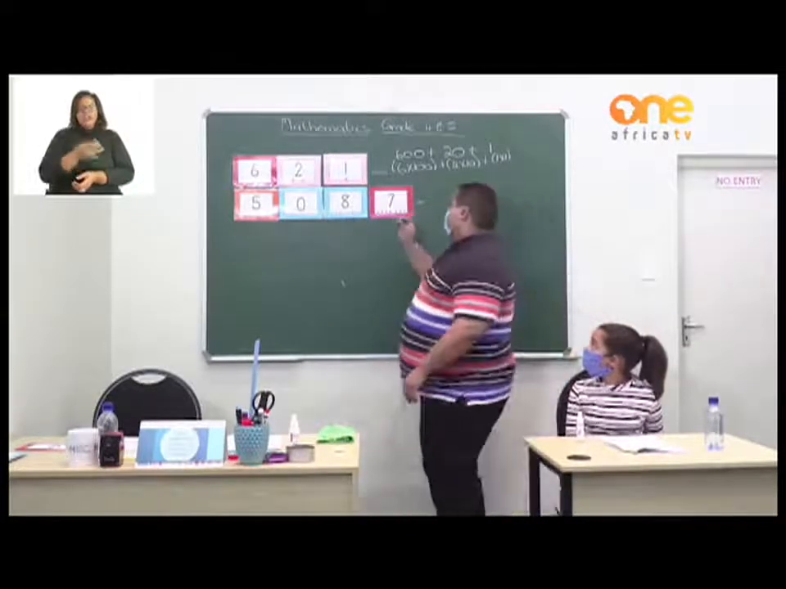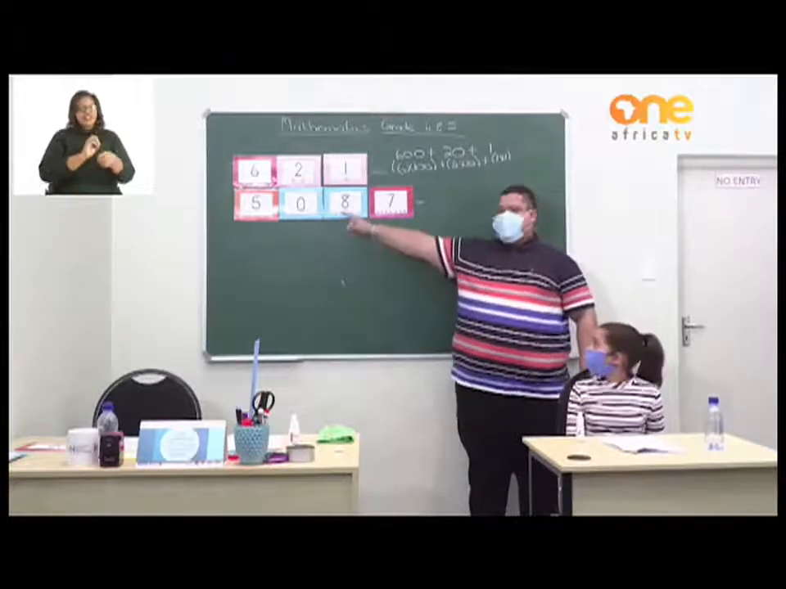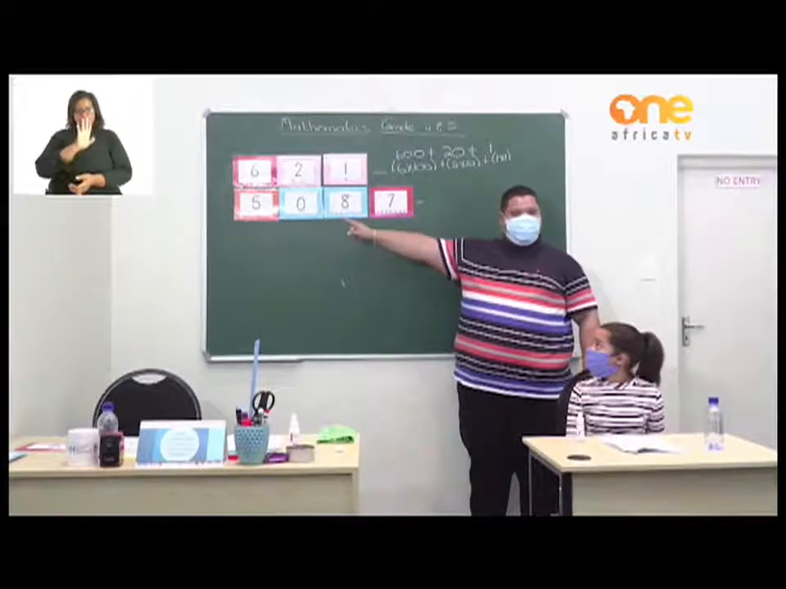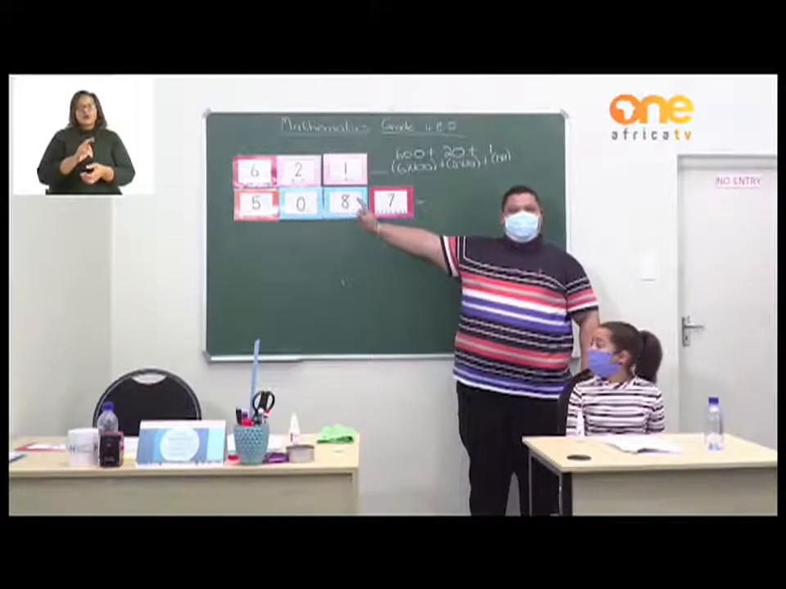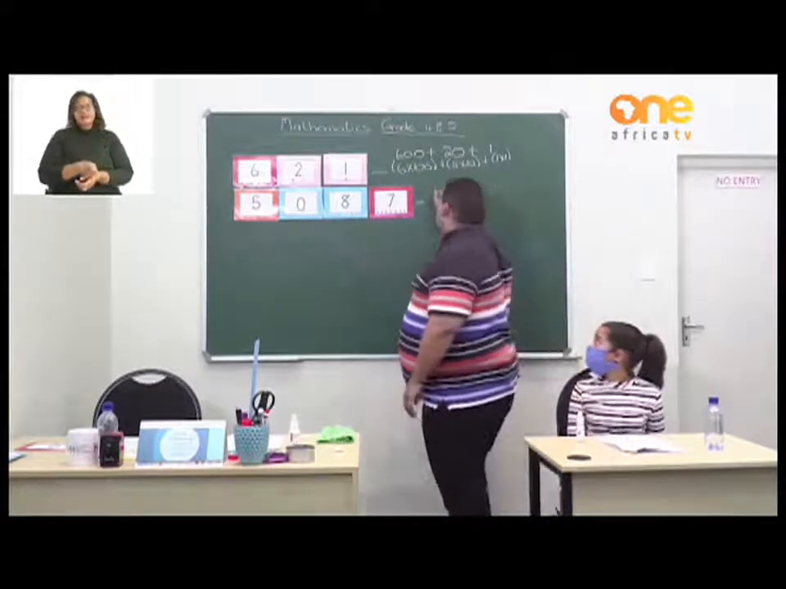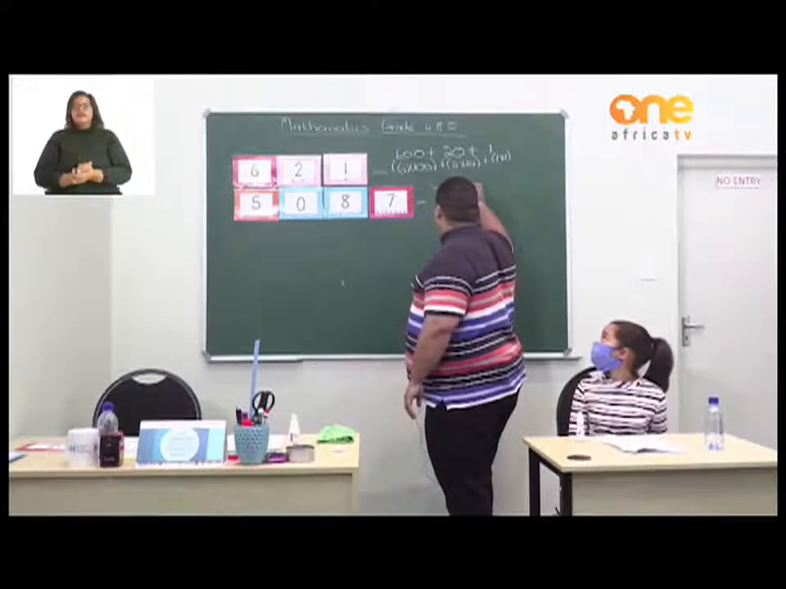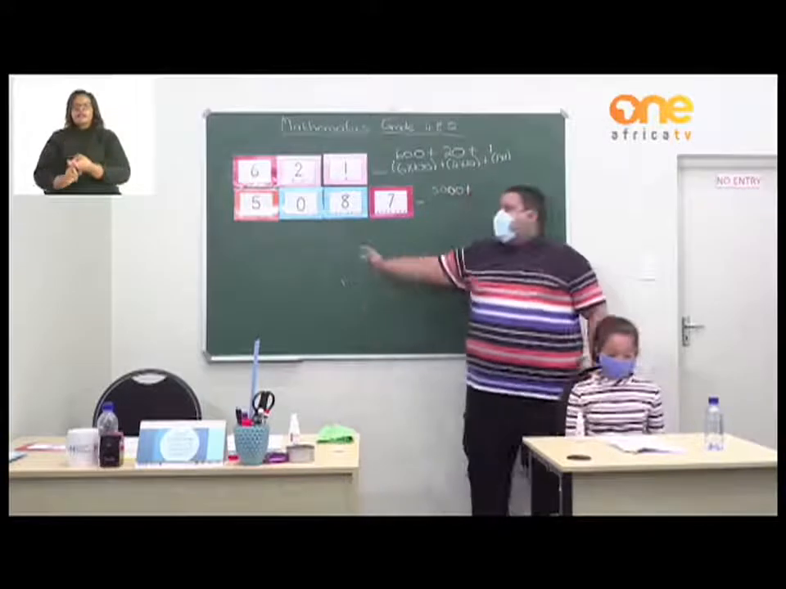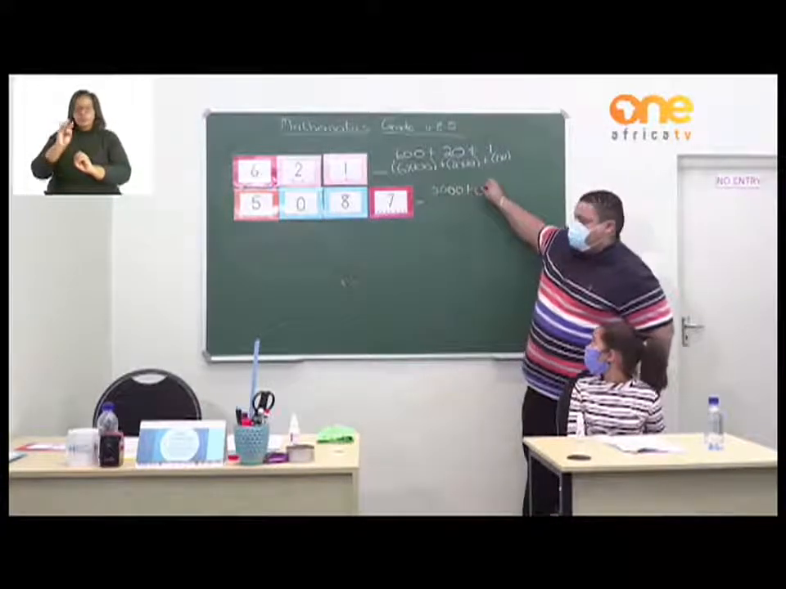5,087. Let's write it. What is the first number? The first number is the 5. What is the value of the 5? According to our place value, we know the 5 is in the place of 1,000, and that gives it a value of 5,000. Plus, we don't have any hundreds, so we write 0.